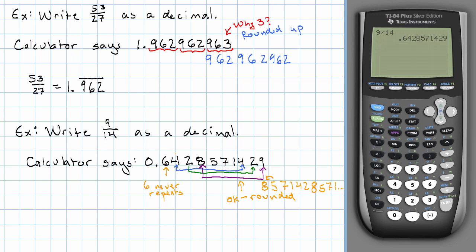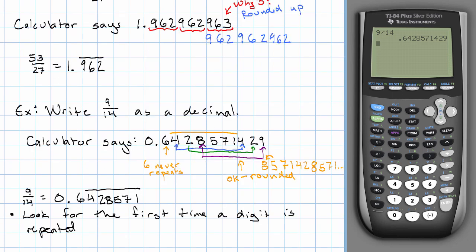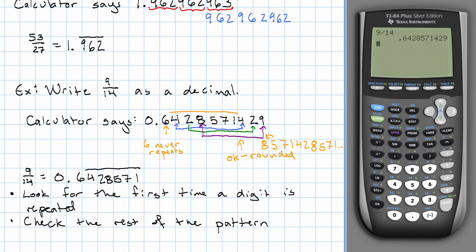We get that the repeating pattern is everything from the 4 to the 1. So 9/14 is 0.6428571, with everything from the 4 to the 1 repeating, but the 6 not. Again, how did we find that? We looked for the first time a digit was repeated, and then we checked the rest of the pattern.